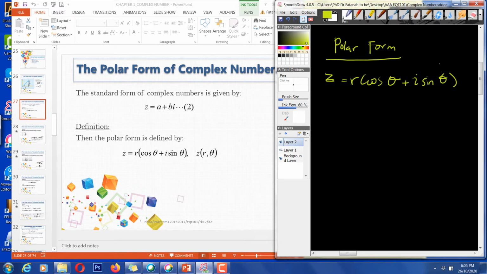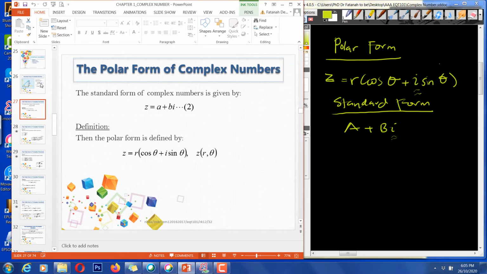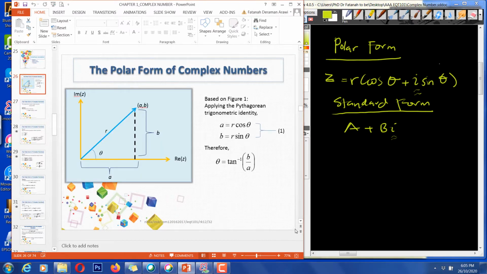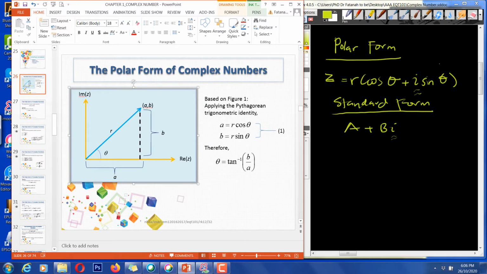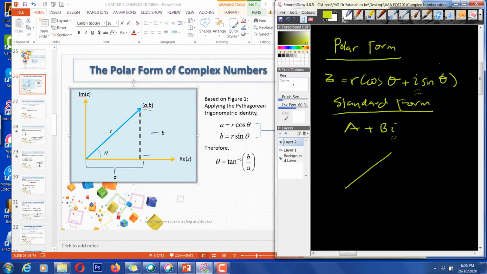This is the polar form, whereas the standard form is A plus B I. So how do we get the polar form? How we transform the standard form to the polar form comes from the Pythagoras theorem. So we have this triangle, with an angle theta here, and this side is B, and this side is A.